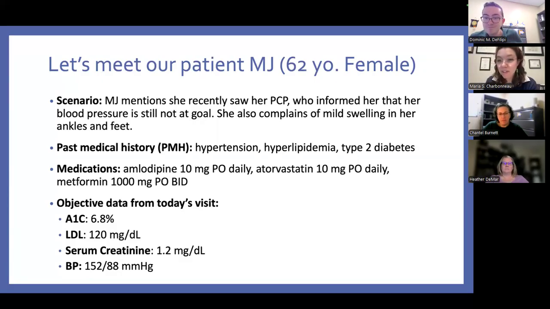Yeah. So I agree with all of those things. We know that blood pressure is not at goal. We know that the swelling could be contributed by or caused by the amlodipine. We could switch that out entirely, lower the dose. The LDL is not quite at goal that we would want. Blood pressure we know is not at goal. So all of those things would be part of our interventions.